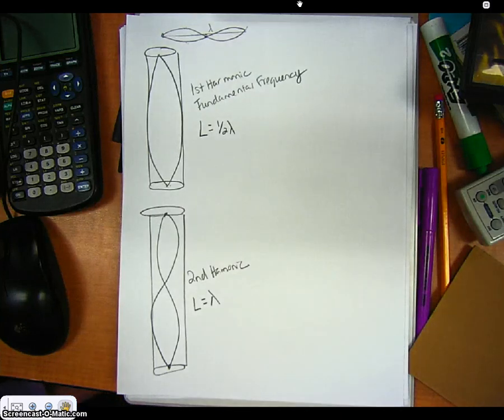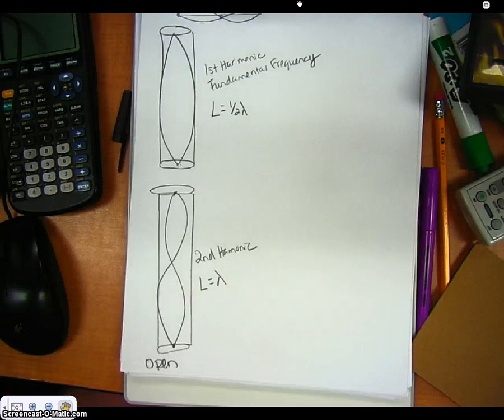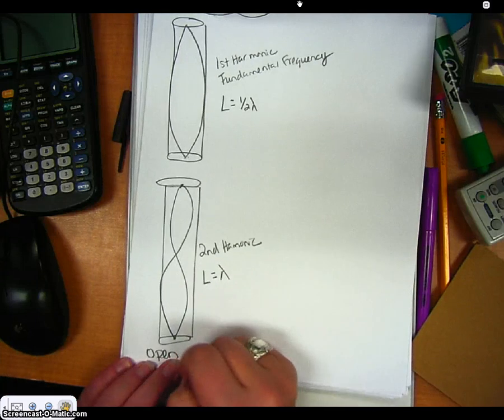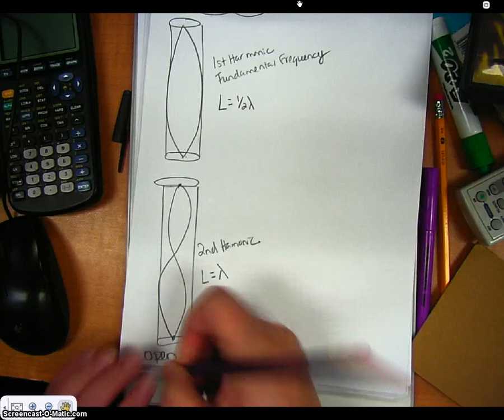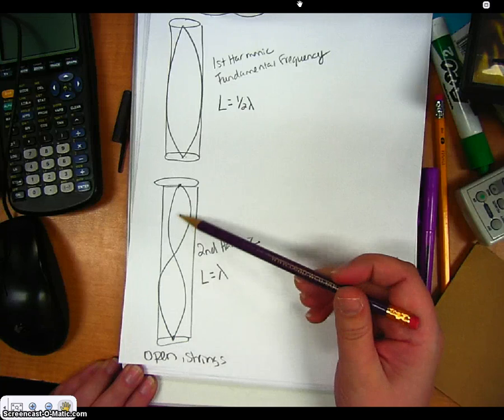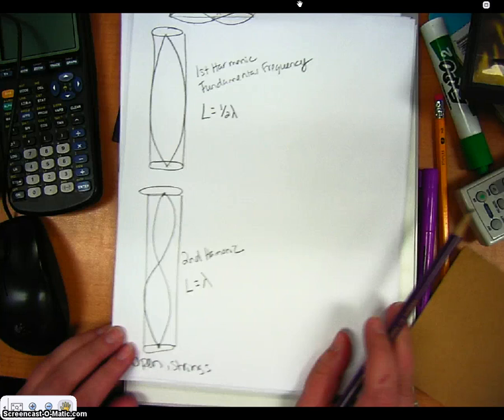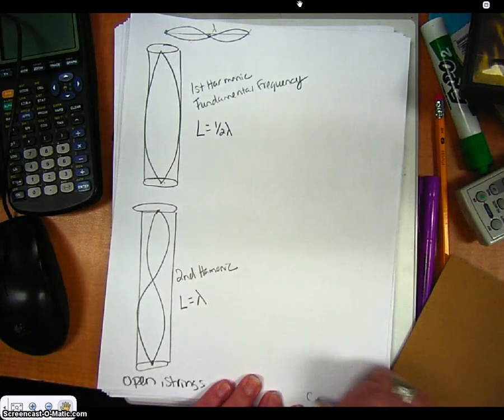Now, this is open columns. And this also is how strings work, because strings are the same at each end. So when we pinch a guitar string, it's fixed at both ends, and so you will end up with a node on each end. But a closed column is a little bit different.